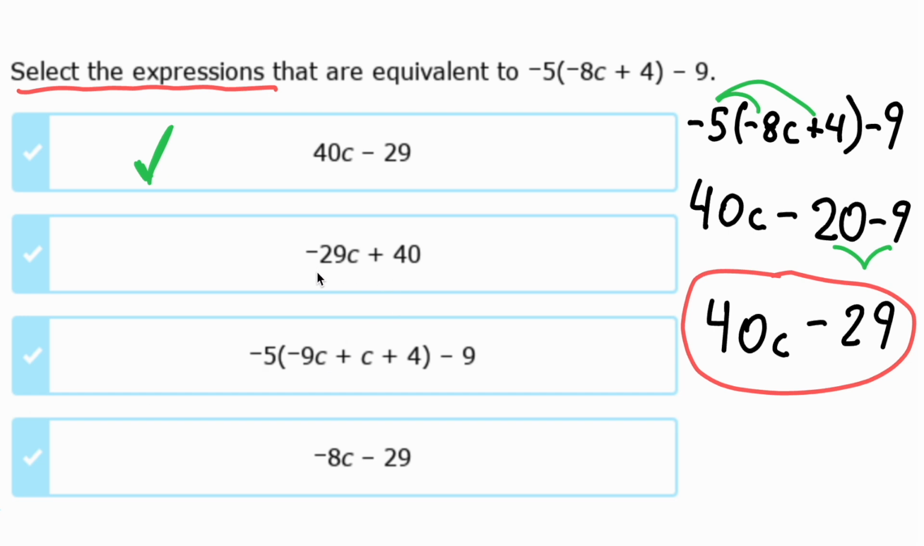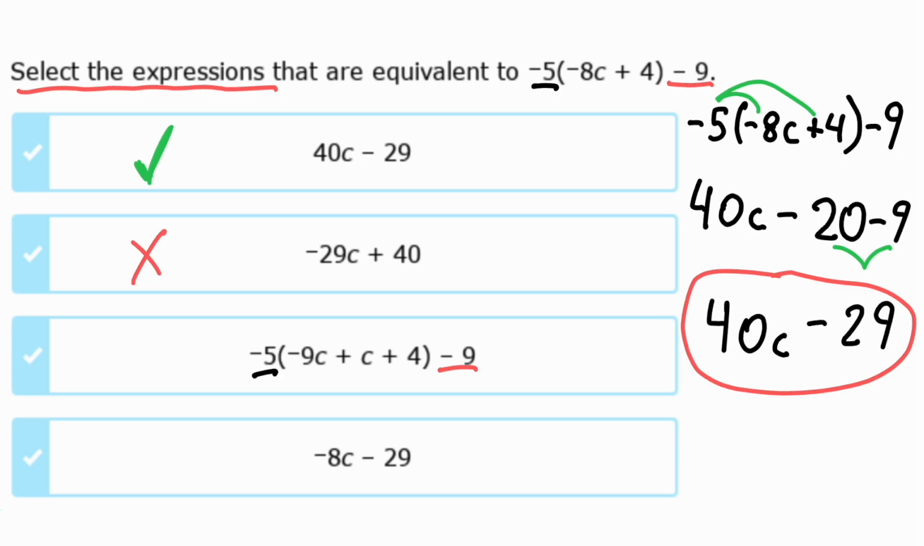With our second answer choice, it looks like the c is attached to the wrong term. For the third answer choice, since it's not in simplest form, we could put it in simplest form and see if we get 40c minus 29. However, there's a shortcut. We could just combine like terms to make it look like the original expression. Notice how both expressions have a negative 5 outside the parentheses, and they both subtract 9 at the end.